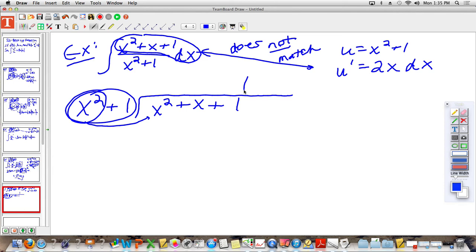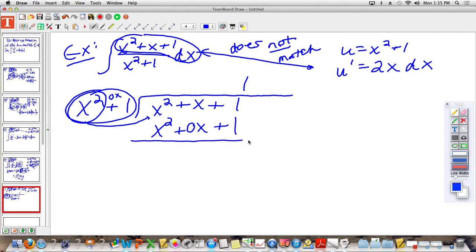1 times x squared. What's 1 times x squared? x squared. All right, now the deal is you don't have any x's here in the middle. You have 0 of them. So technically you're going 1 times 0x is 0x. And then 1 times 1 is 1.